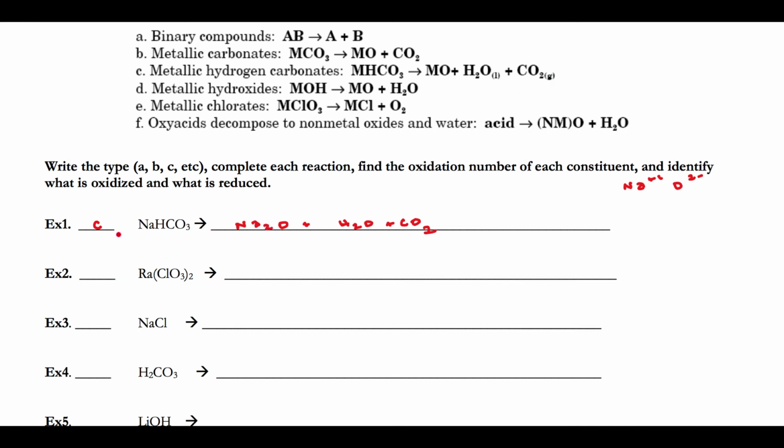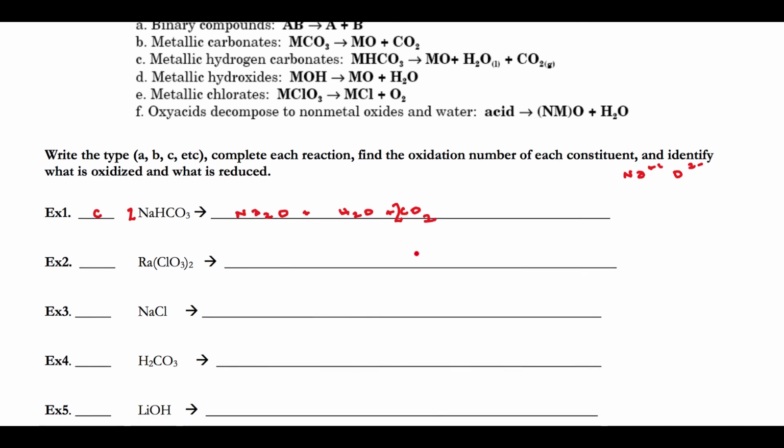I've got 2 sodiums here, so I'm going to put a 2 in front here. Then I've got 2 hydrogens, 2 hydrogens. I've got 2 carbons here, which is an issue, so I'm going to put a 2 here. And then I've got 6 oxygens here. If I count my oxygens here, I've got 1, 2, and then 2 times 2 is 4, so I've got a total of 6. Right?